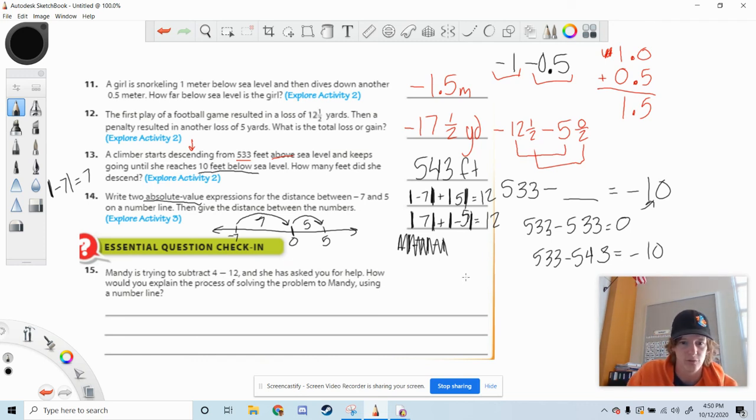15. Mandy is trying to subtract 4 minus 12. And she has asked you for help. How would you explain the process of solving the problem to Mandy using a number line? So I'll have you answer this one by yourself. Tell me where you start, which direction you go. So where do you start? Where does she start? What direction? And how far? So how far does she go in what direction? Okay, so give me a sentence or two here on number 15, explaining how Mandy can use a number line to subtract 4 minus 12.